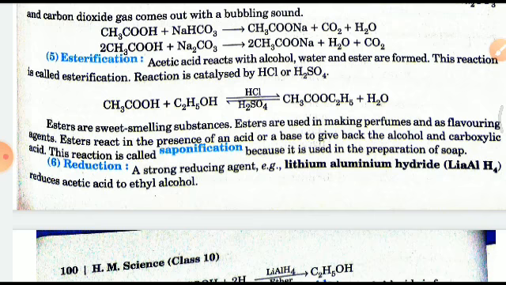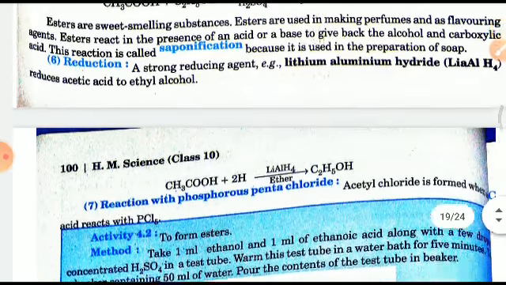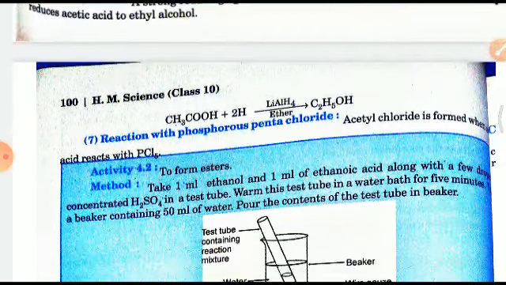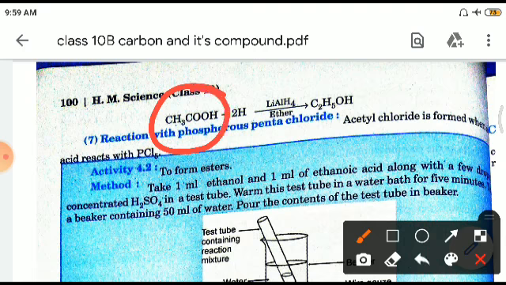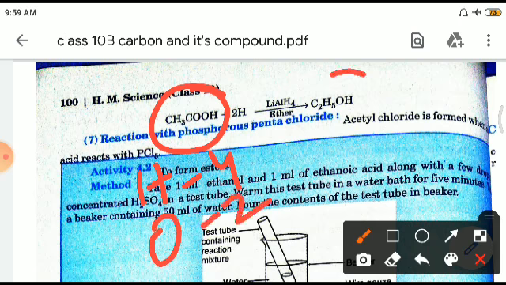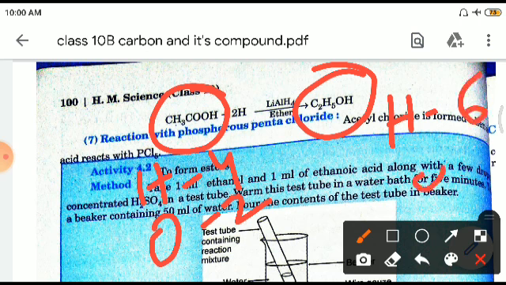And we use a strong reducing agent, lithium aluminum hydride, and it reduces acetic acid to ethyl alcohol. See here, reduction means basically addition of hydrogen or removal of oxygen. So in this formula of ethyl alcohol, you can find that there is hydrogen here. In acetic acid hydrogen is how much? 4, and oxygen is 2. And in ethyl alcohol, hydrogen is how much? 6, and oxygen is how much? 1. Right?